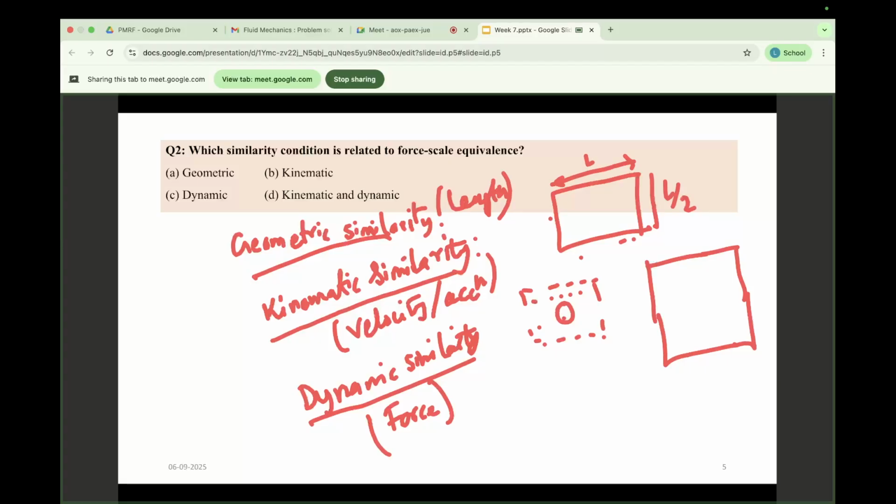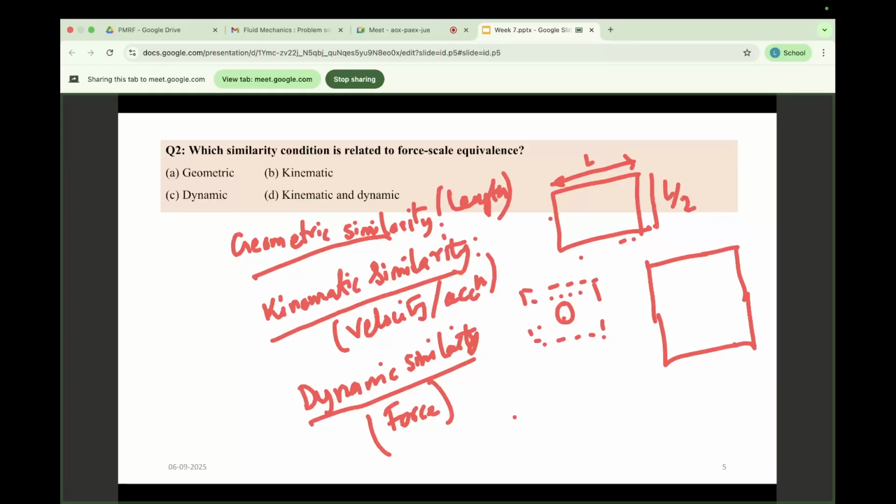Say I am giving you an example. In this dynamic similarity, we are taking the ratio of the forces. Like if you talk about the Reynolds number or Froude number, that thing we have considered. So those types of things, Euler number, surface tension, all these non-dimensional numbers are used here.